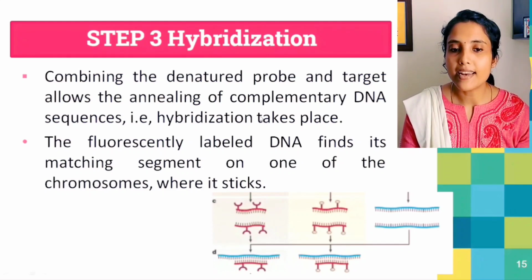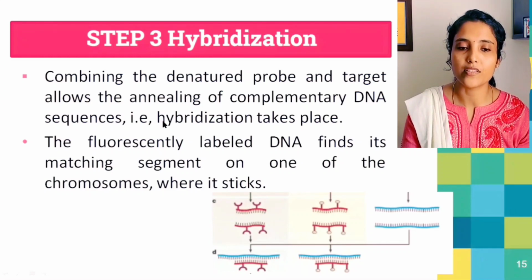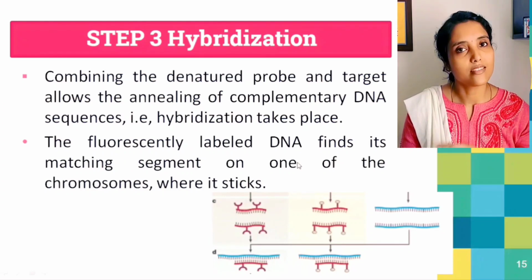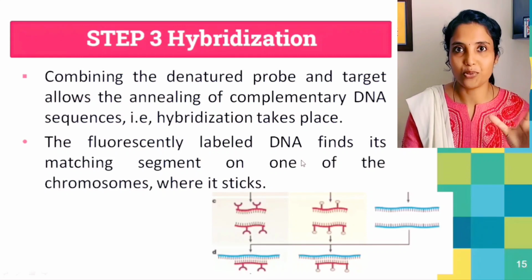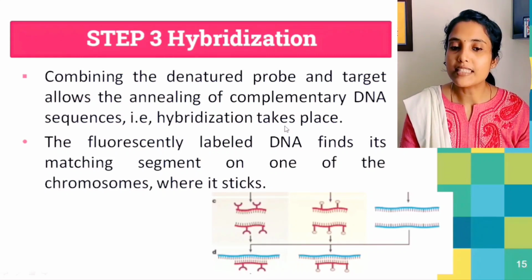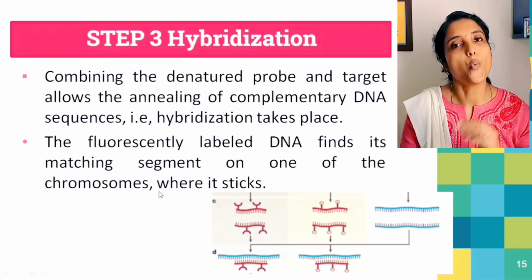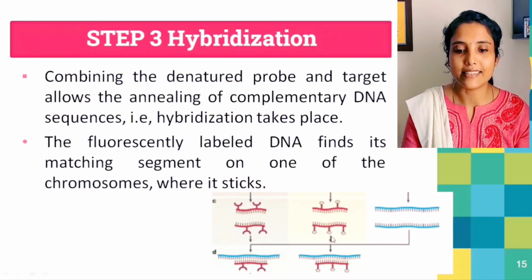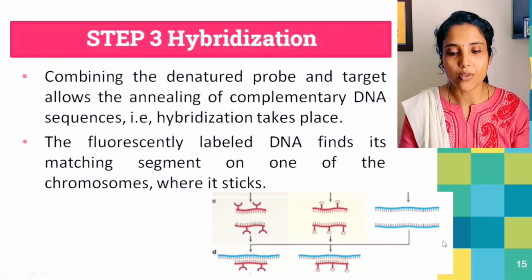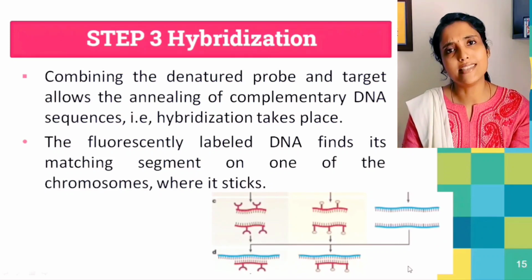Combining the denatured probe and the target allows the annealing of complementary DNA sequences. That is, hybridization takes place. The fluorescently labeled DNA, which could be fluorescently labeled before, or a hapten-containing probe, so don't get confused, finds its matching segment on one of the chromosomes where it goes and sticks. You can see over here, wherever your target DNA is. This is a long chromosomal molecule, and wherever your probe finds its complementary piece, it will go and stick over there.